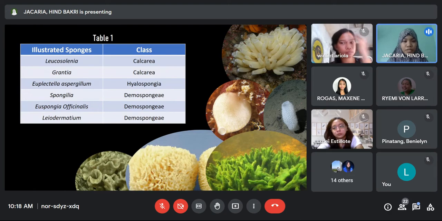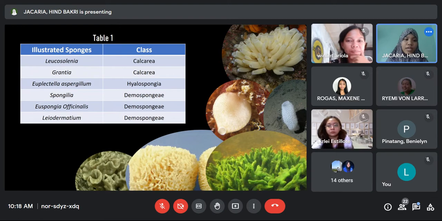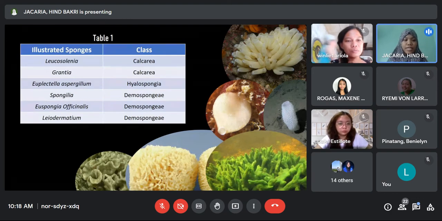The picture at the very top is Leucosolenia. Then the one below it is Grantia, which looks like a semicircle. The next one, the single white one, is the Hyalospongia, or Euplectella aspergillum. Then the green one below is the Spongilla. The next one is Spongia officinalis. Then the last picture is the Leodermatium.